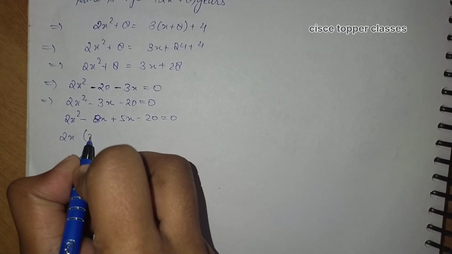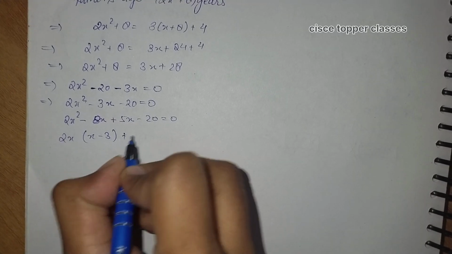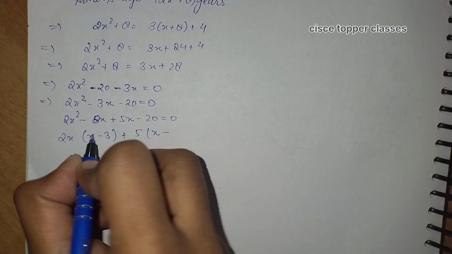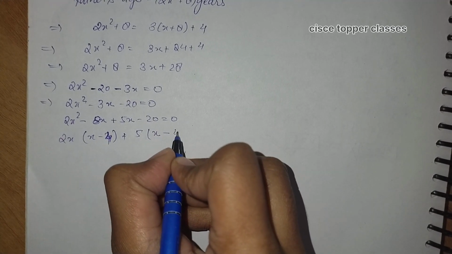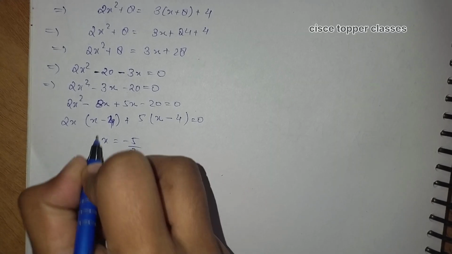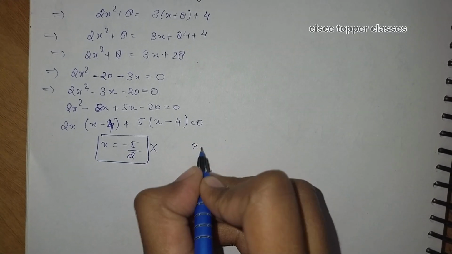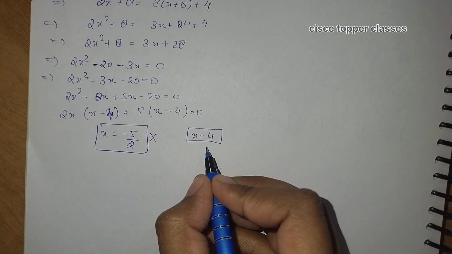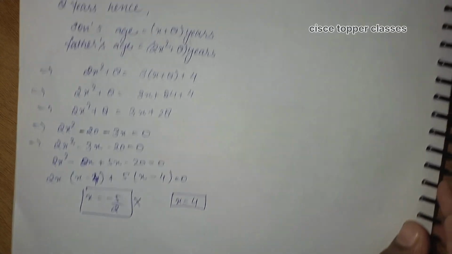Taking 2x as common it will become x minus 4, and here 5 as common again x minus 4. So x minus 4 equal to 0. From that x is equal to minus 5 by 2. So this is not possible. Hence we will take x is equal to 4 as the only possible value here. And if x is equal to 4, we have to find the present ages.